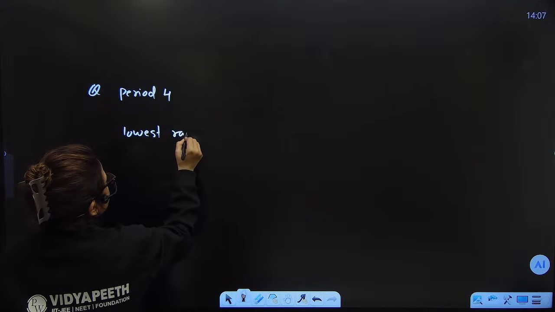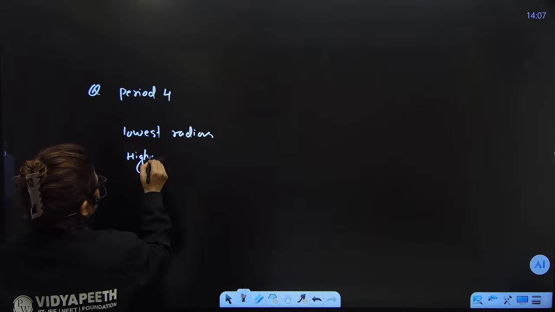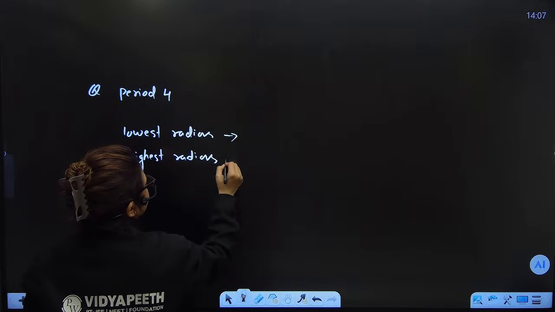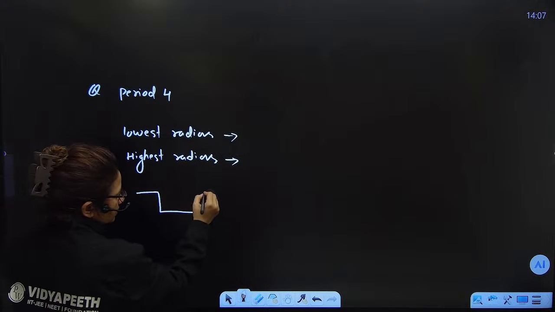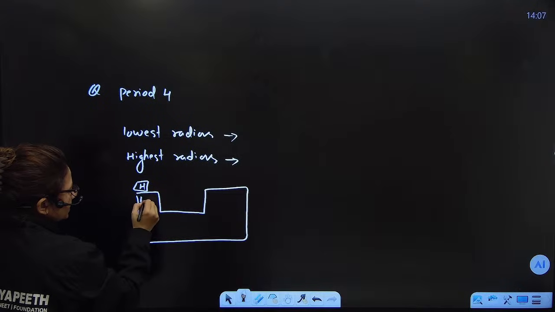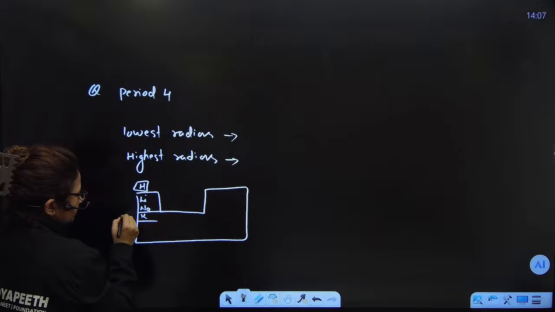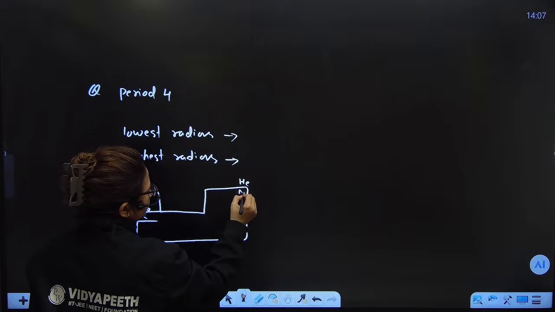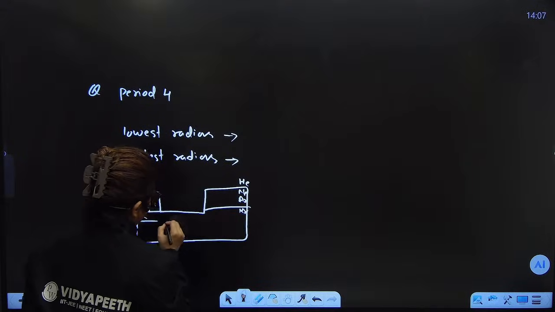We have to identify the lowest radius and the highest radius in the 4th period. If you talk about the periodic table, here we have hydrogen, then lithium, sodium, and then potassium. So potassium is coming in the 4th period. And here we have helium, neon, argon, and krypton. Krypton is on that side, the 4th one.